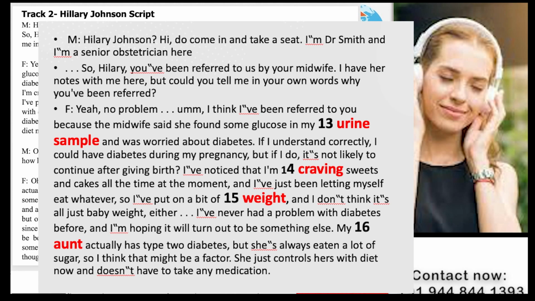I think I've been referred to you because the midwife said she found some glucose in my urine sample and was worried about diabetes. If I understand correctly, I could have diabetes during my pregnancy, but if I do, it's not likely to continue after giving birth. I've noticed that I'm craving sweets and cakes all the time at the moment, and I've just been letting myself eat whatever. So I've put on a bit of weight, and I don't think it's all just baby weight either.